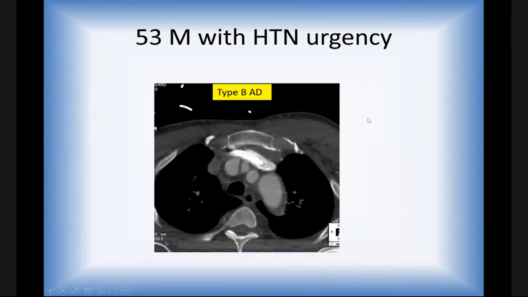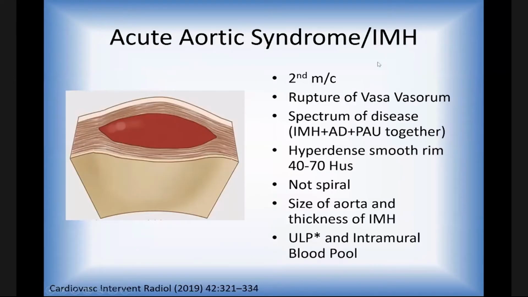Okay, next is intramural hematoma. This is why we need to do non-contrast, to be able to see this intramural hematoma better. It's the second most common cause of acute aortic syndrome. In the past, our concept was rupture.